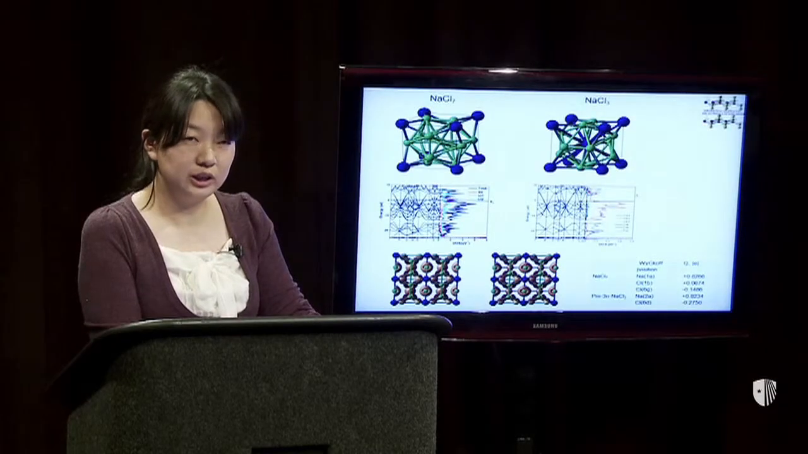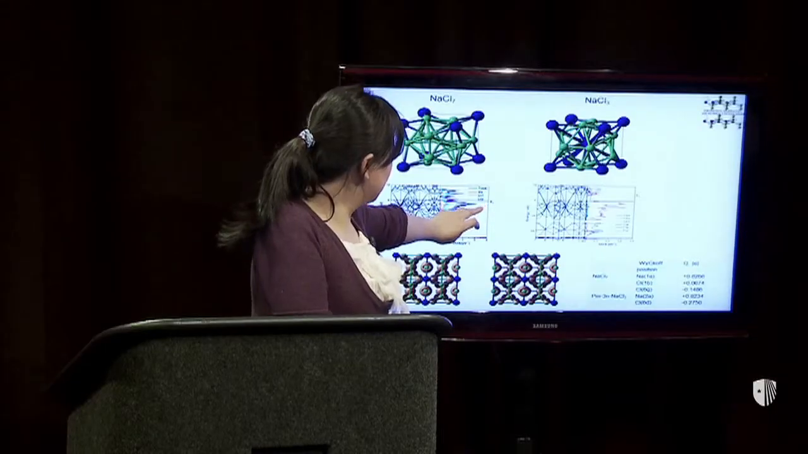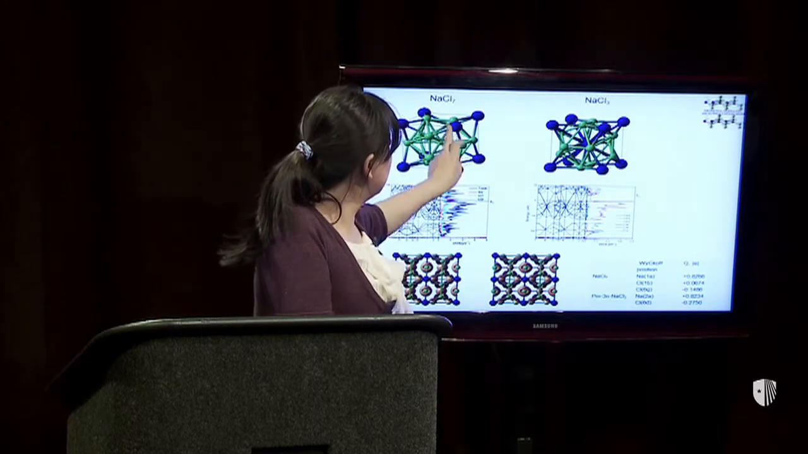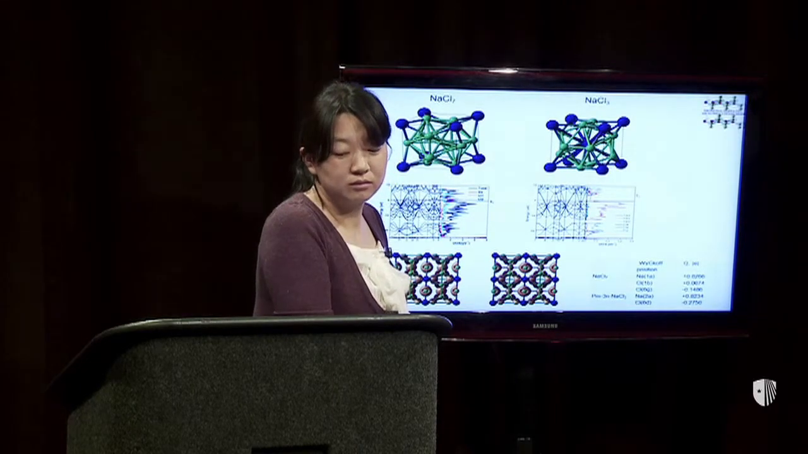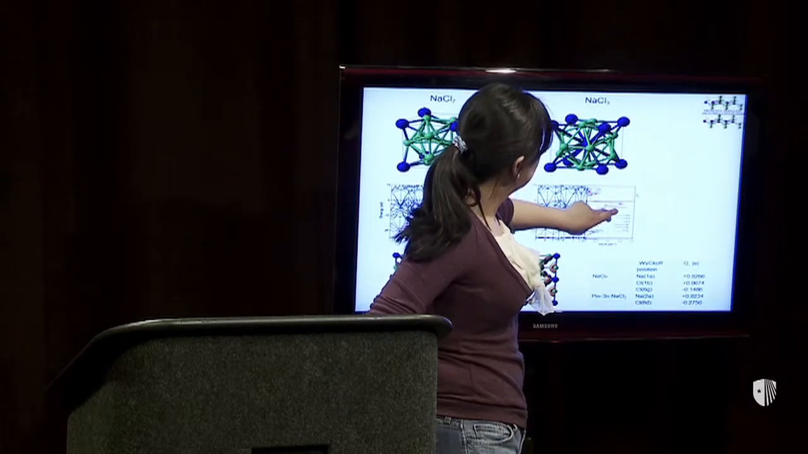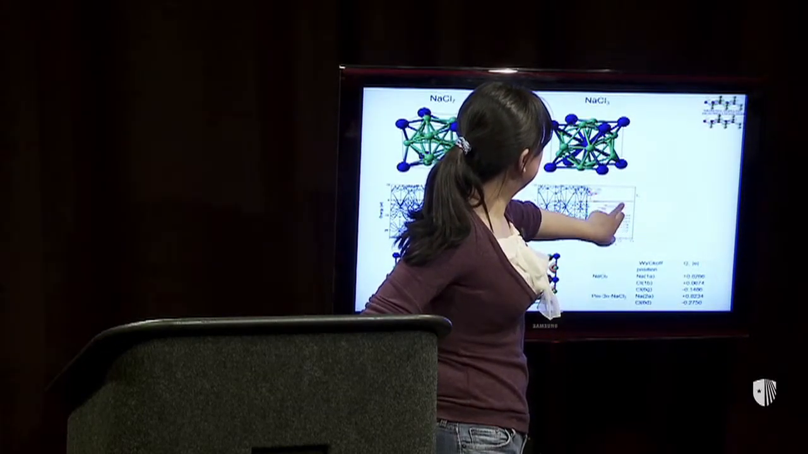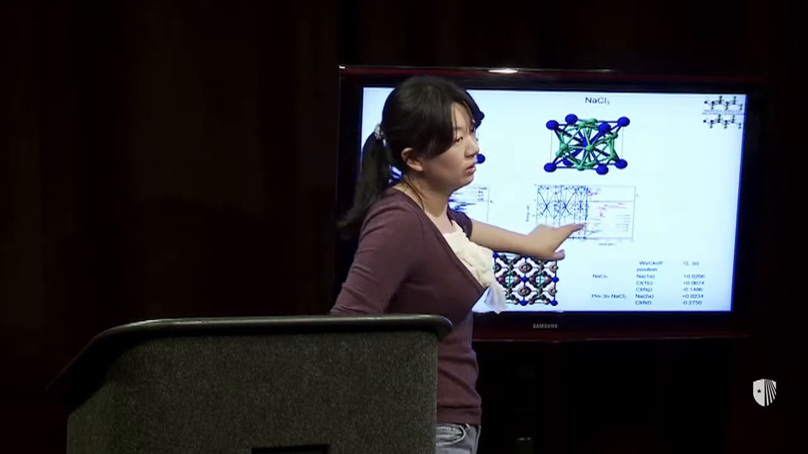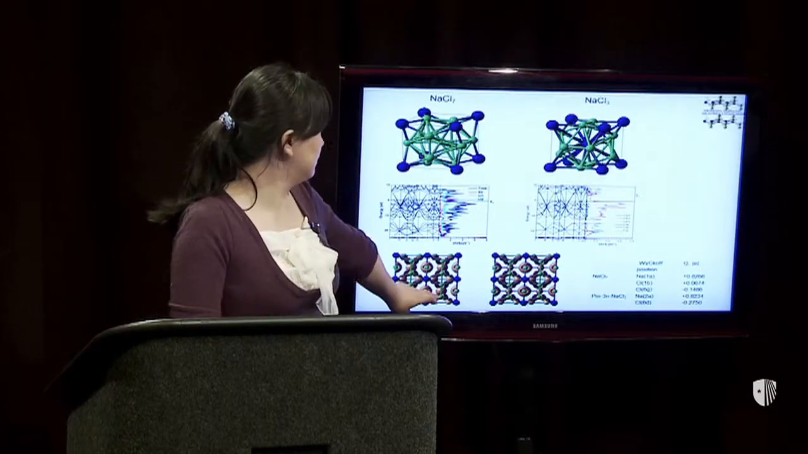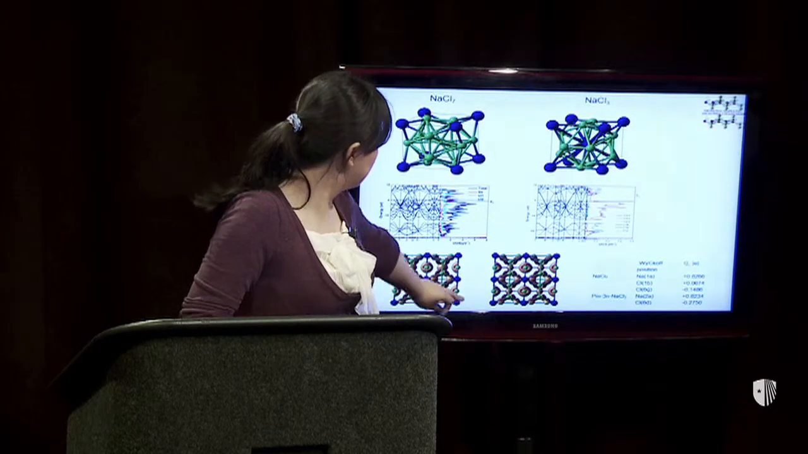In A3B superconductors, A is usually a transition metal atom. Its d electrons dominate the electronic structure near the Fermi level. For NaCl7 and NaCl3, from the projected density of states, we can see the contribution to the density of states is mainly from the chlorine 2p electrons. So there are no d electrons in either of them, and so no superconductivity.